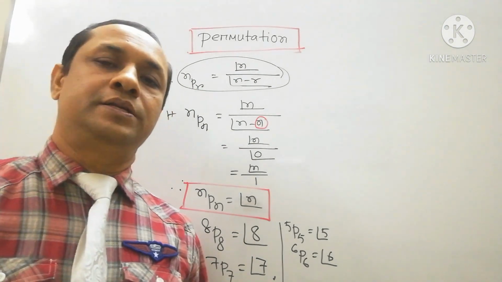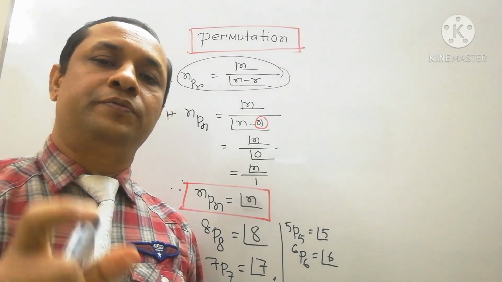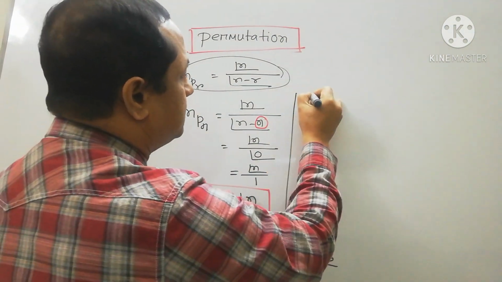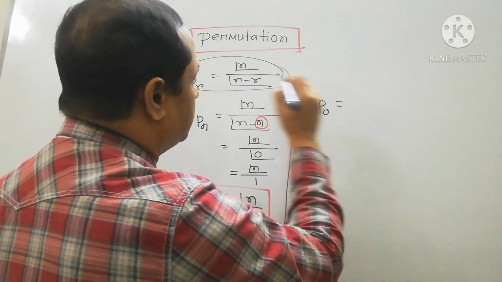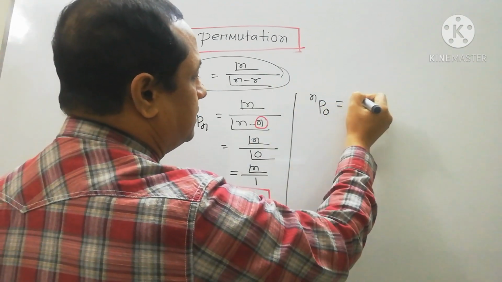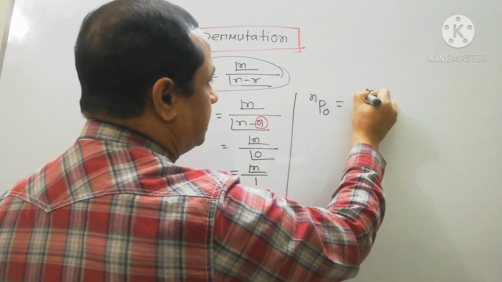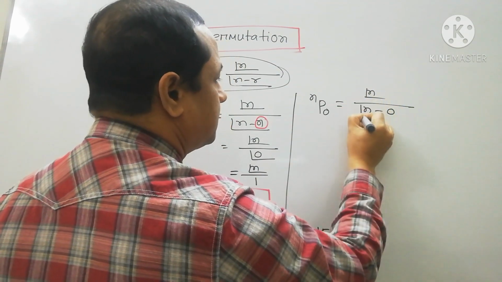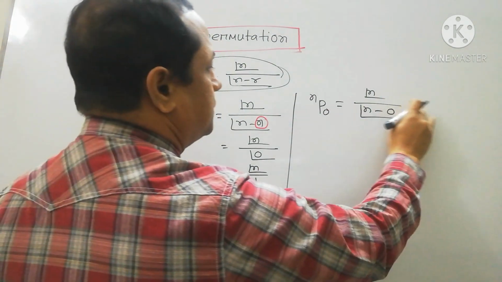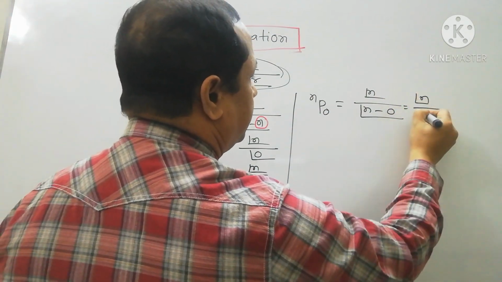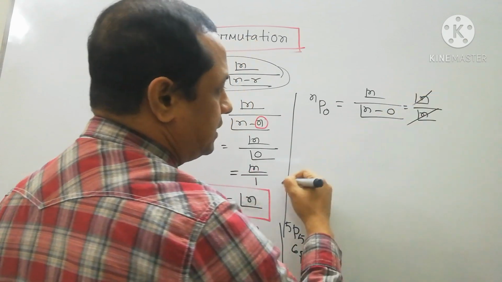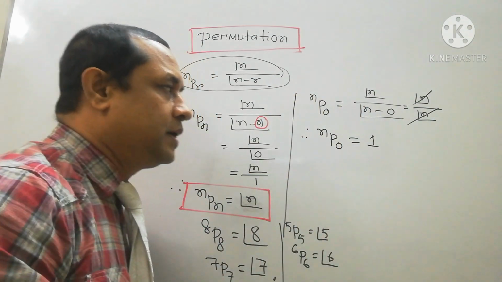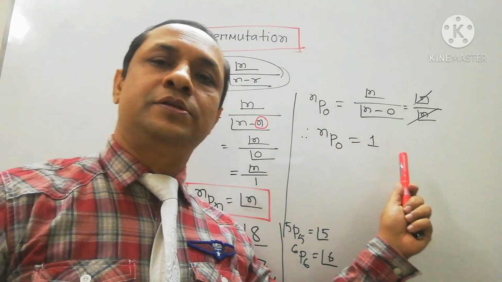Similarly, now find the value of nP0. Using this formula, here r equals 0, factorial n by factorial n minus r. R means 0, so factorial n by factorial n, student, cancel. So the value of nP0 equals 1.